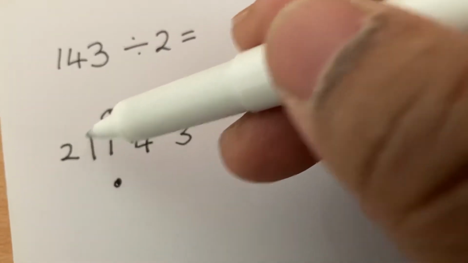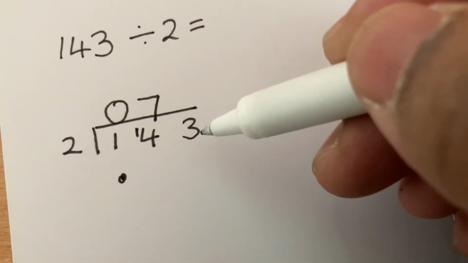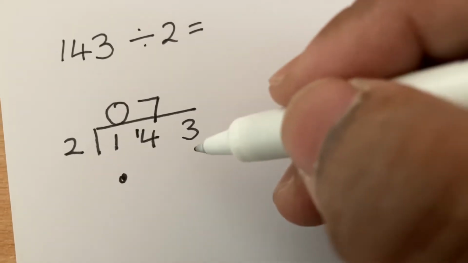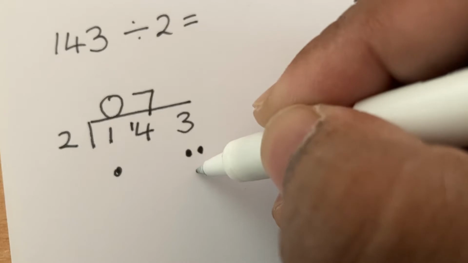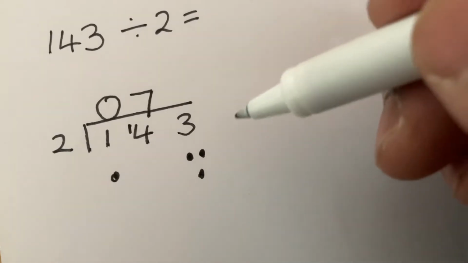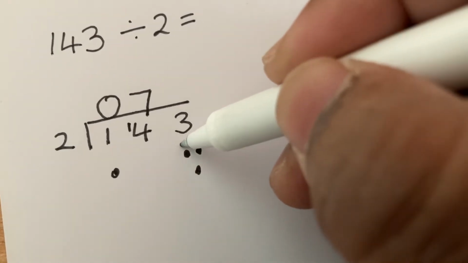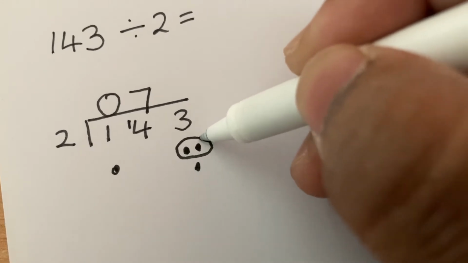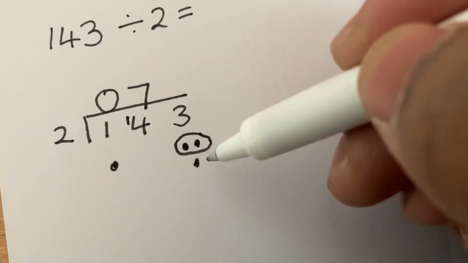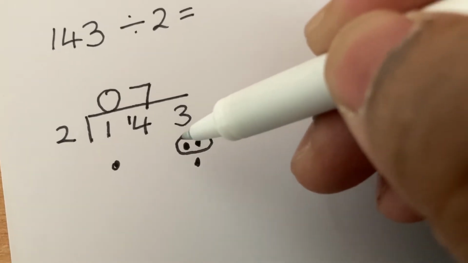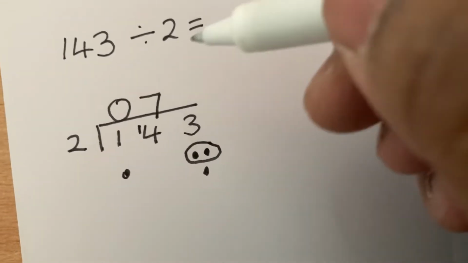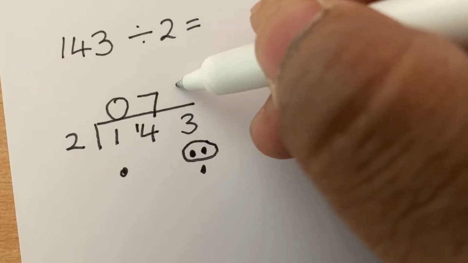Then you think, how many 2's go into 3? If that doesn't make sense, you can draw the 3 dots underneath like this. 1, 2, 3. Now, let's circle a group of 2. That's a group of 2. So how many groups of 2 can we make in 3? Can we make another group of 2? No, we can't, because we've only got 1 left. So there's only 1 group of 2 in 3. So you write the 1 on top of the 3.